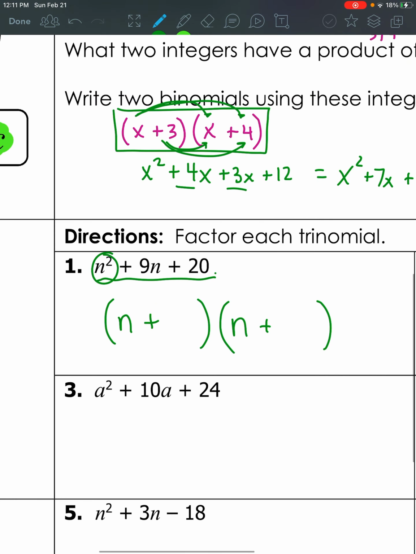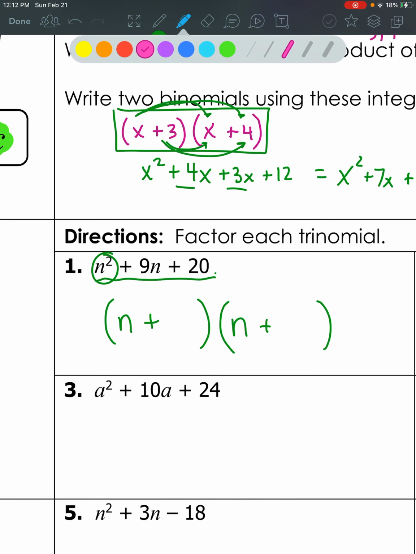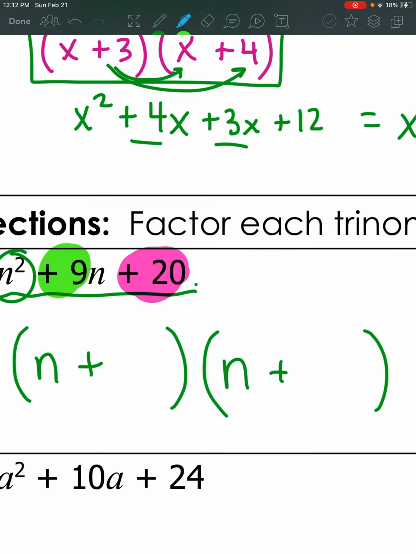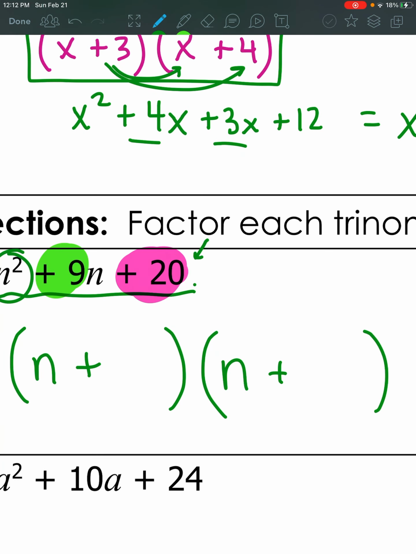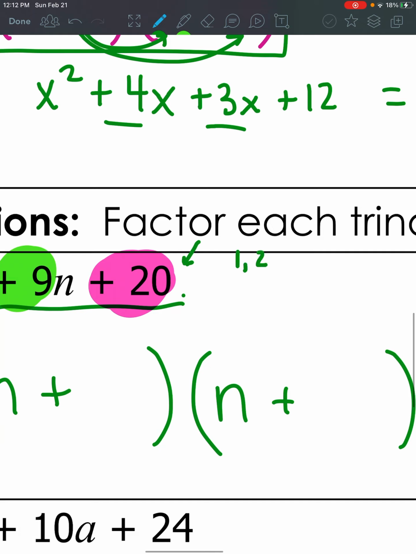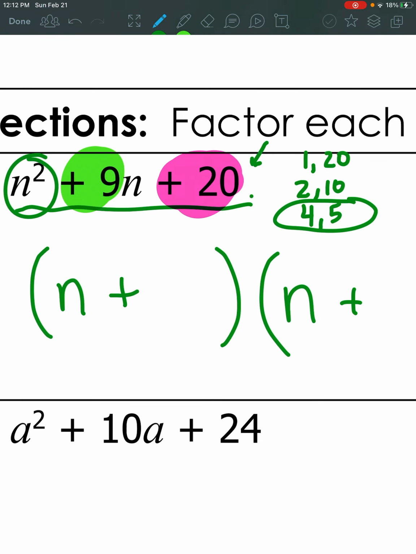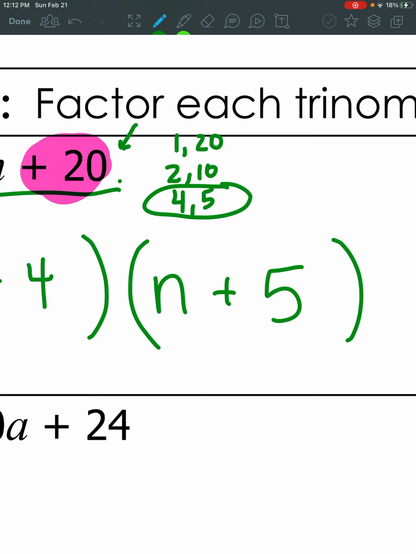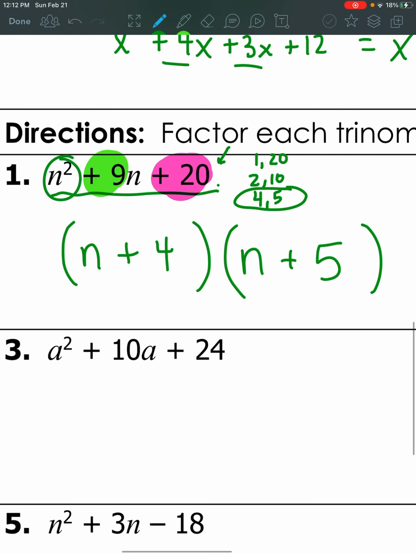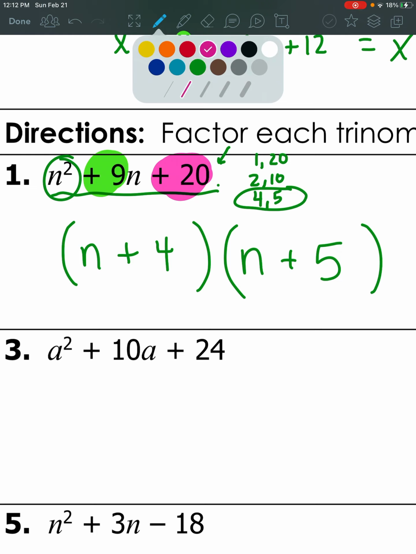So our goal here would be what multiplies to positive 20 and then what adds to positive 9. So I would always start with the C value and think of its factors. So 1 and 20, those don't add to 9. 2 and 10 don't add to 9. 3 doesn't go in. 4 and 5, they do add to 9. So 4 and 5 multiply to 20, add to 9. So you can put them in either order. It doesn't matter which one goes in which binomial. And then you could multiply to see if it works.